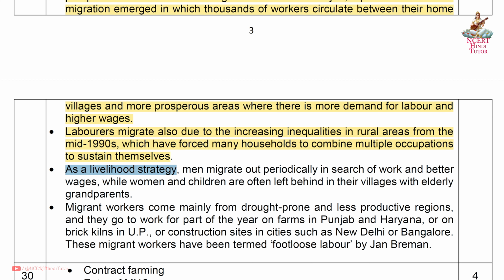As a livelihood strategy, men migrate out periodically in search of work and better wages, while women and children are often left behind in their villages with elderly grandparents. Migrant workers come mainly from drought prone and less productive regions, and they go to work for part of the year on farms in Punjab and Haryana, or on brick kilns in UP, or construction sites in cities such as New Delhi or Bangalore. These migrant workers have been termed footloose labor by Jan Breman.